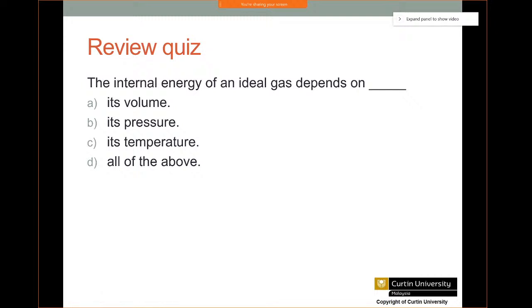Can you tell me the internal energy of an ideal gas now depends on which one? A, B, C, D. C. D. Yes, because U equals 3/2 nRT, it depends on temperature. However, nRT also equals PV. So volume, yes. Pressure, yes. Temperature, yes. So all of the above, right? They are actually interrelated.